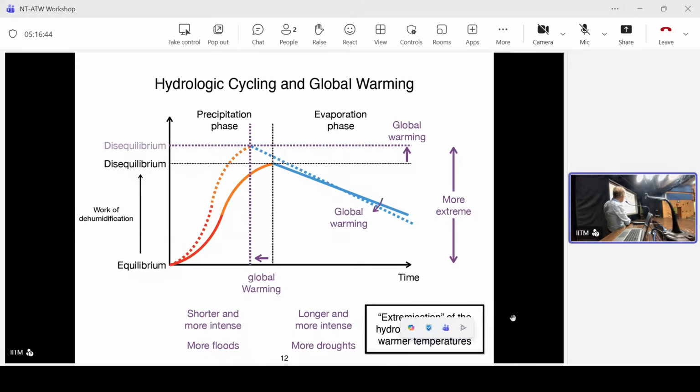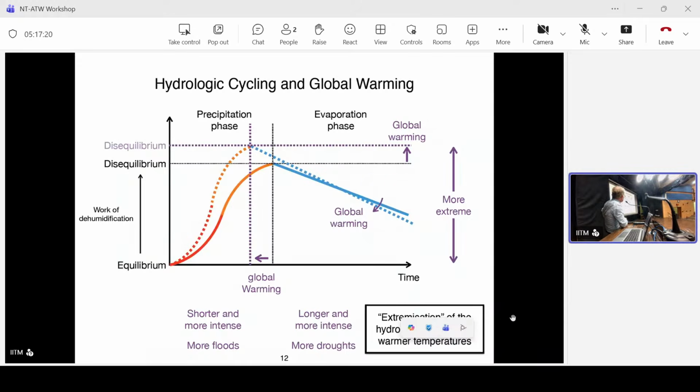It can simultaneously dehumidify more, and it can accelerate more, right? Because it can dehumidify more, this line shifts here, and this shifts the disequilibrium higher up. But it also accelerates more, and so these dynamics take place in shorter time. This is already known, especially for extreme rainfall events: there's a shortening of extreme rainfall. So what we can already infer is that we get shorter and more intense rainfall events, and this increases the likelihood of more floods.